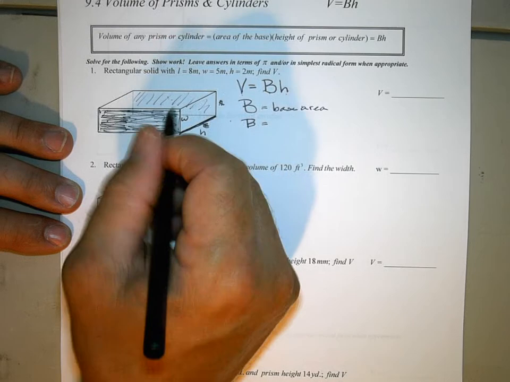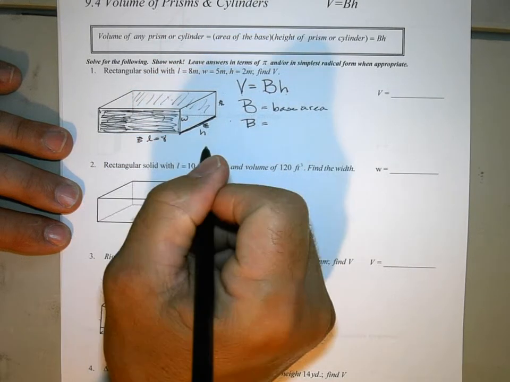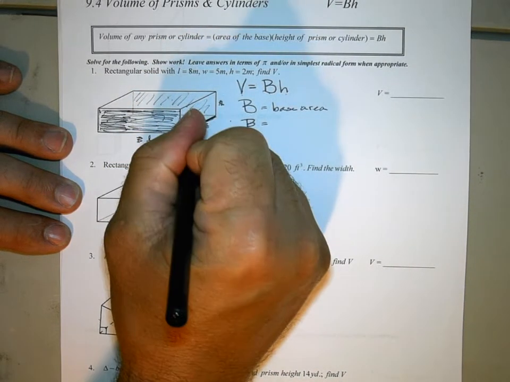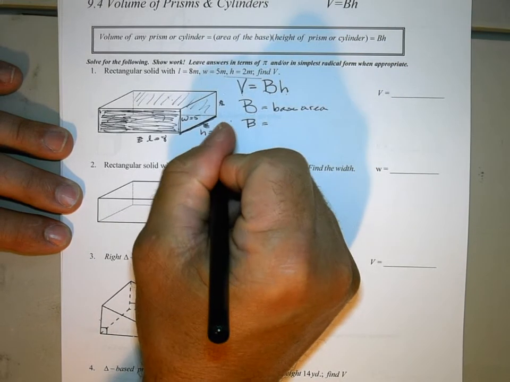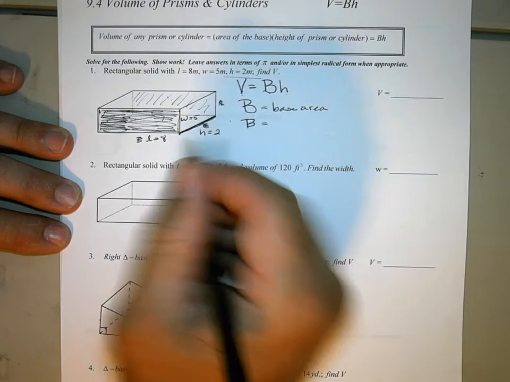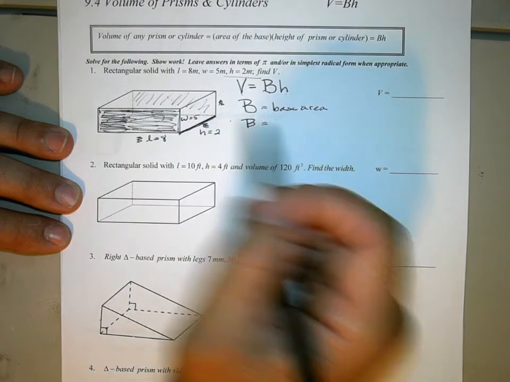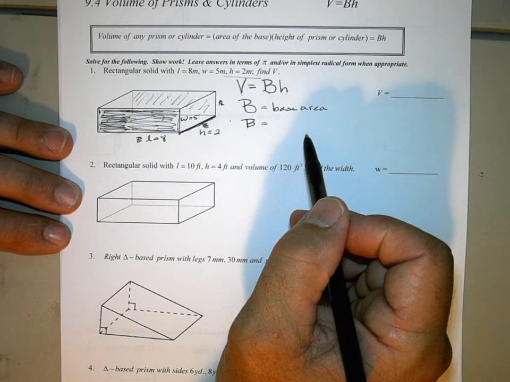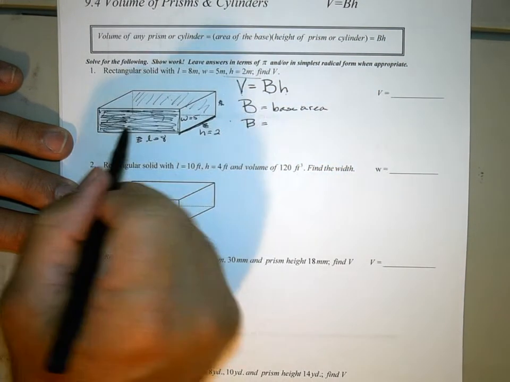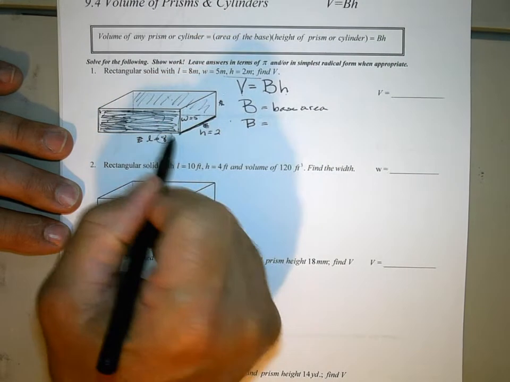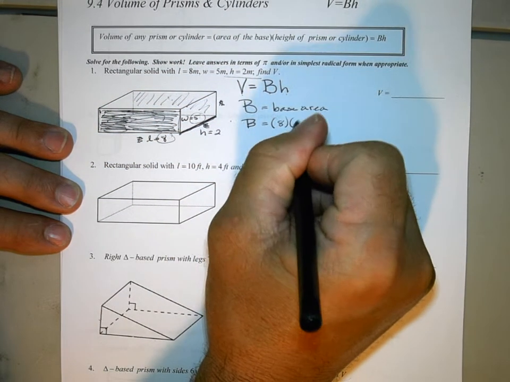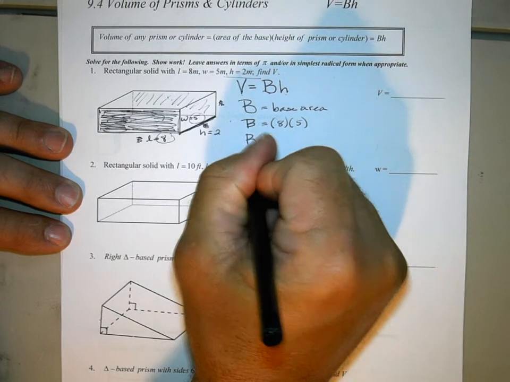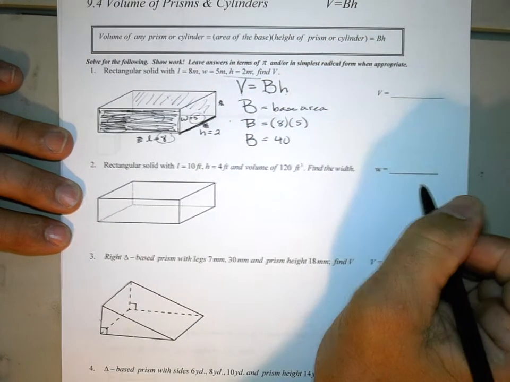So let's see here. On this one, we know the length is 8 meters. We know the width is 5 meters. And the height of the prism is 2 meters. Now, we don't need to even really worry about the dimensions. Do they make sense at this point? So to find the base area, it is simply 8 times 5. So the base area is 40.